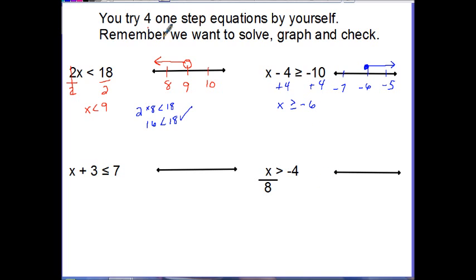So let's go ahead and check. I'm going to plug in negative 5. Is negative 5 minus 4 greater than or equal to negative 10? Yep. Negative 9 is greater than or equal to negative 10. It's not quite as negative.